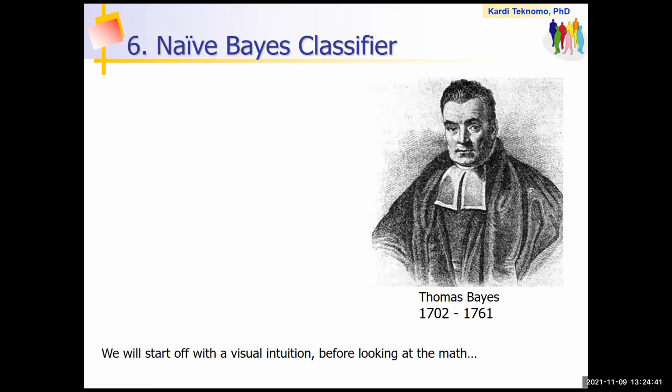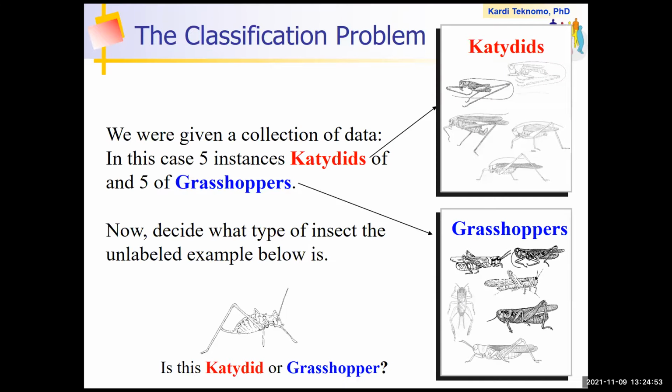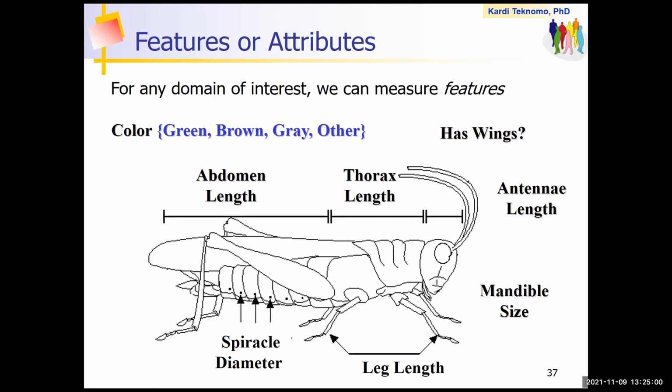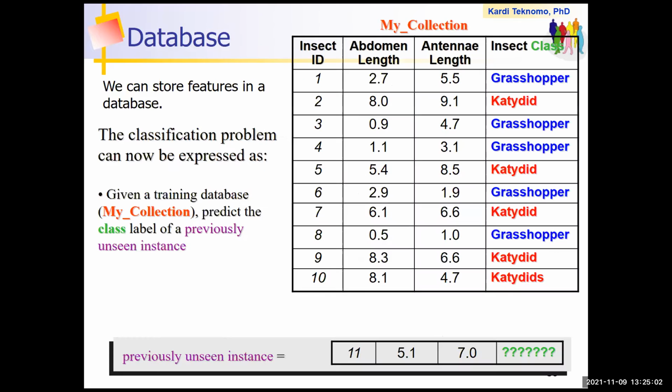Okay, let's start with the naive Bayes classifier. The naive Bayes classifier starts from Thomas Bayes. Again, the same method. We can use it for a classification problem, say katydid and grasshopper. You remember this, right? We measure the attributes and we get the data. We want to check a new data point that is previously unseen. What is the class of this?